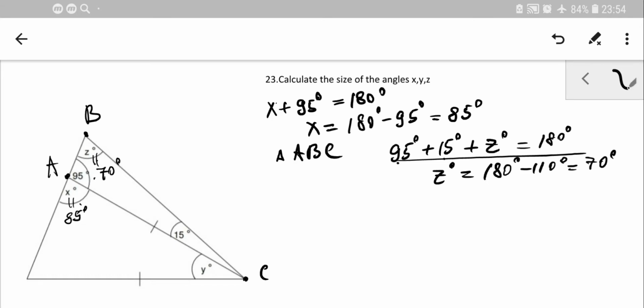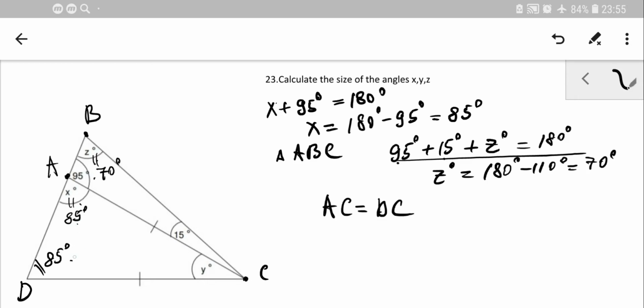Okay, we found that. So in the last one, Y. We know two sides: AC, and let's say this is D, AC side equals DC side, because the triangle is isosceles, and because of that, this angle is also X, or 85, as we found.